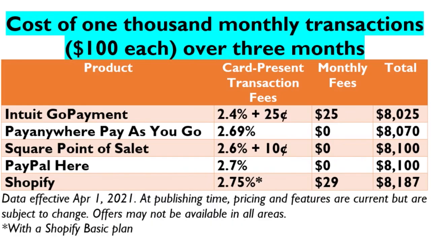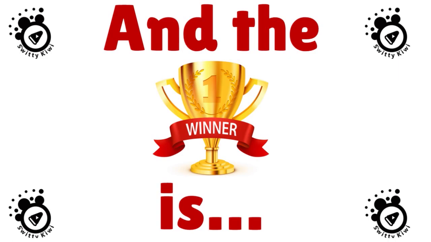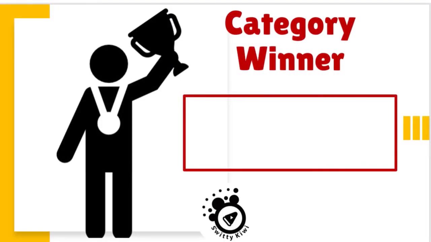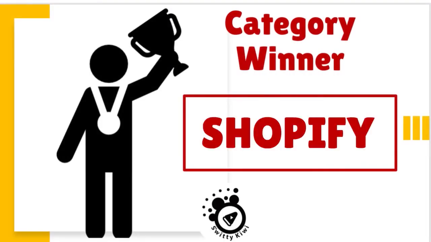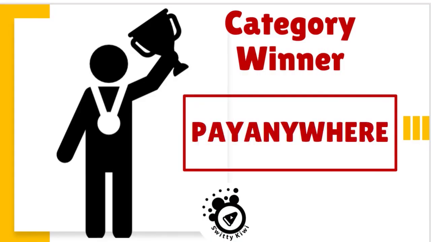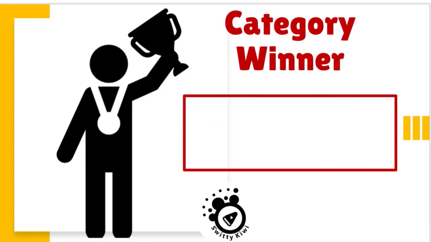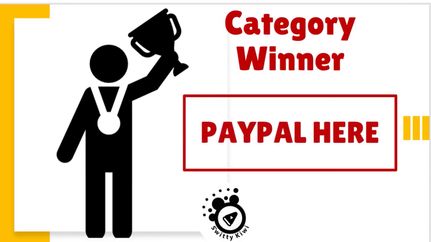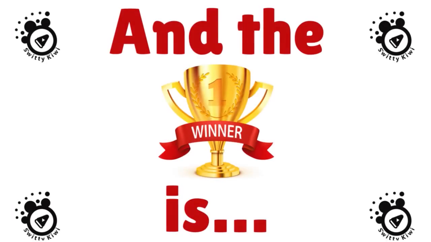So in our view here, folks, the overall winner, our pick, is Square. The best for pop-up shops is Shopify. The best for cheapest transaction fees is Payanywhere. The best for QuickBooks users is Intuit GoPayment. And the best for most payment options is PayPal Here. But in our analysis, in our view, the best is Square.